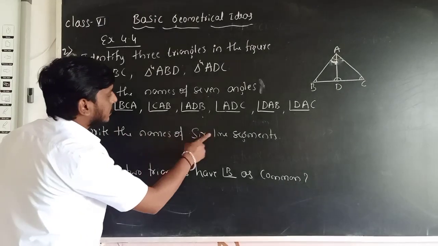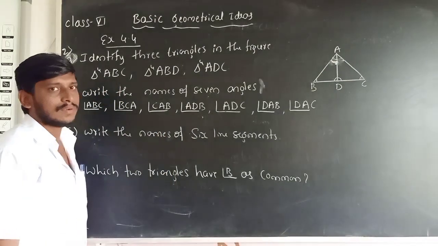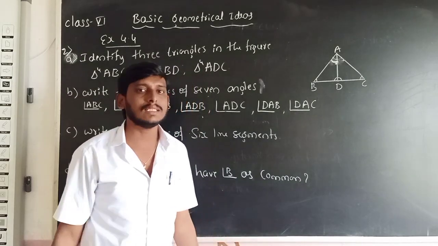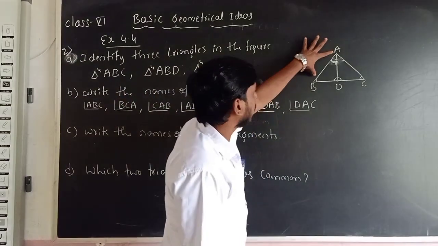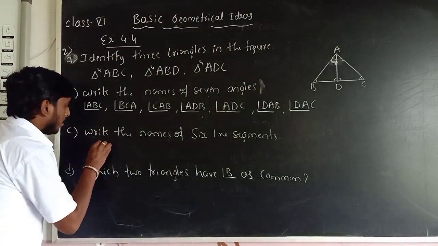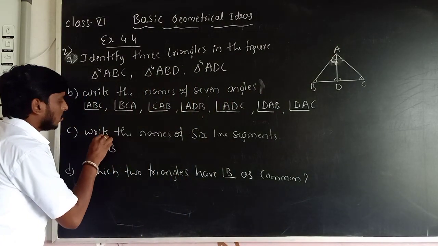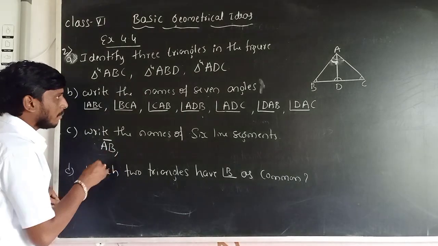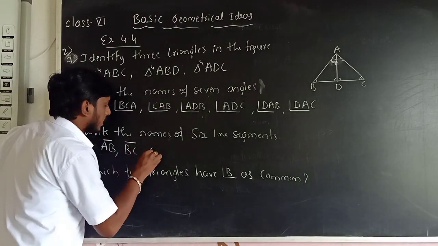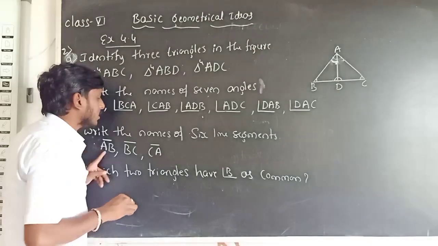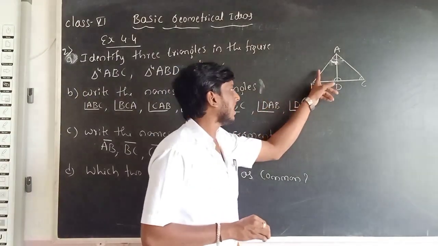Now come to the next one. Write the names of 6 line segments. So we already know what is meant by a line segment. It has 2 endpoints. So this is one line segment, AB. You know how to write AB mathematically. Next BC. Next CA. So these three line segments are formed from triangle ABC.